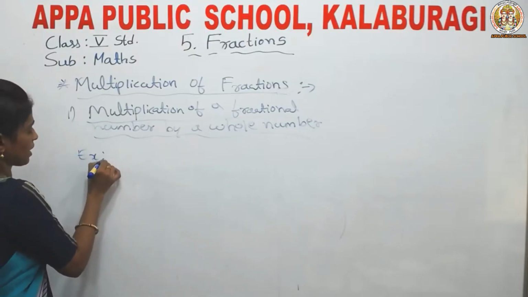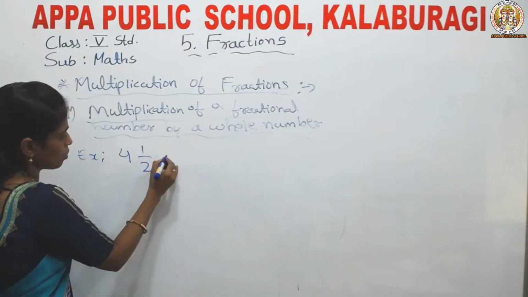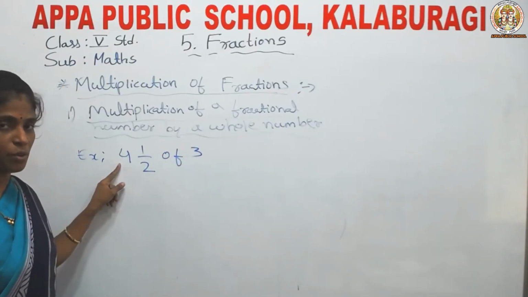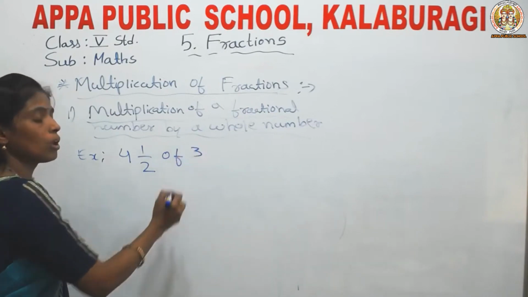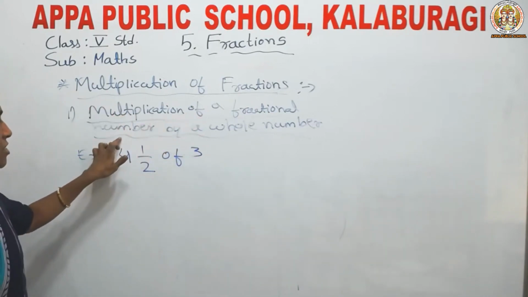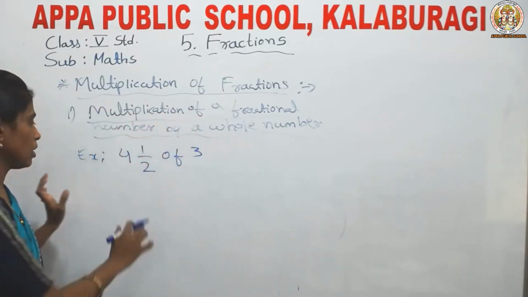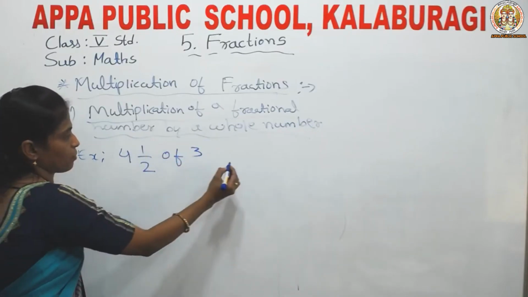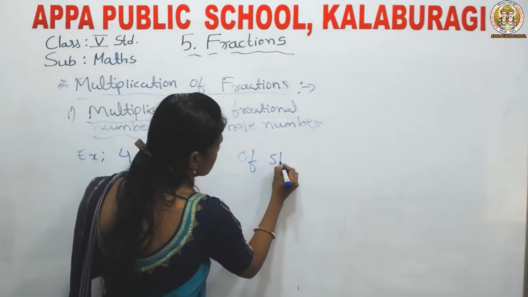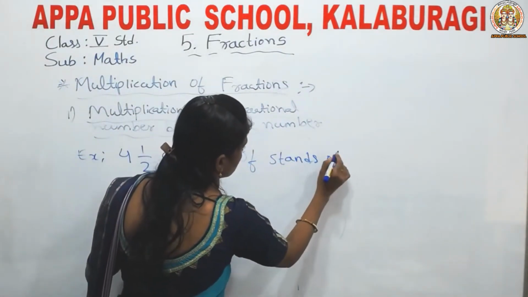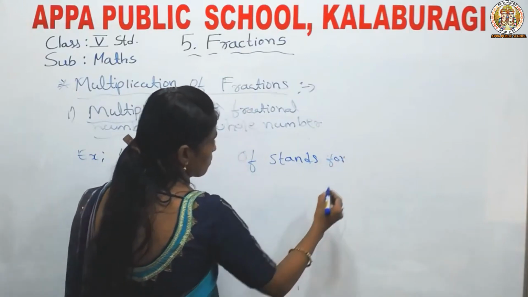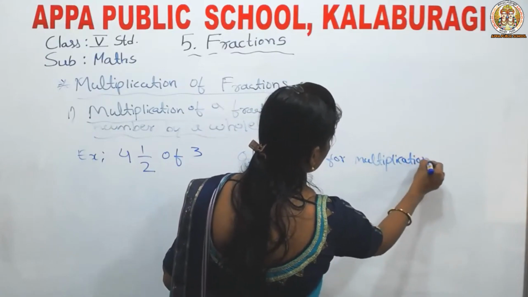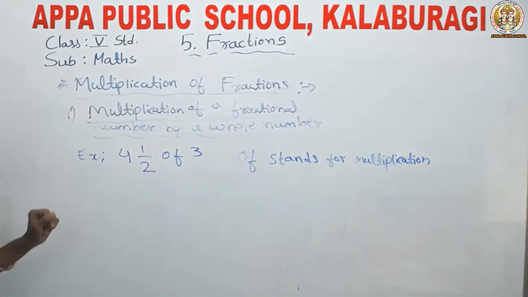For example, you can take 4 1 by 2 of 3. Here this is a mixed fraction, and this is a whole number. This is multiplication of a fractional number by a whole number. This is a fractional number, a mixed fraction, and this is a whole number. OF stands for multiplication.